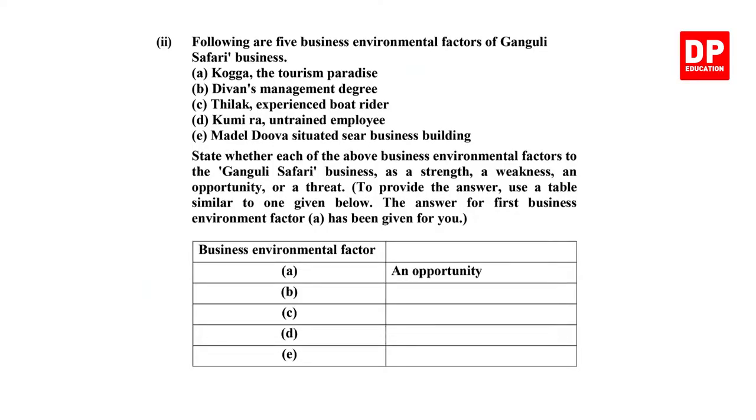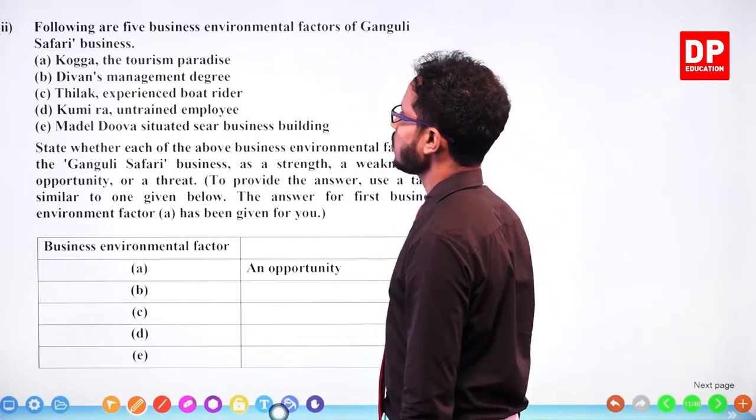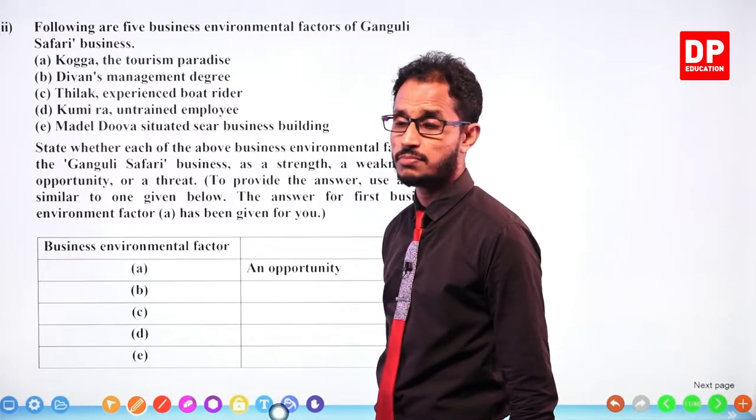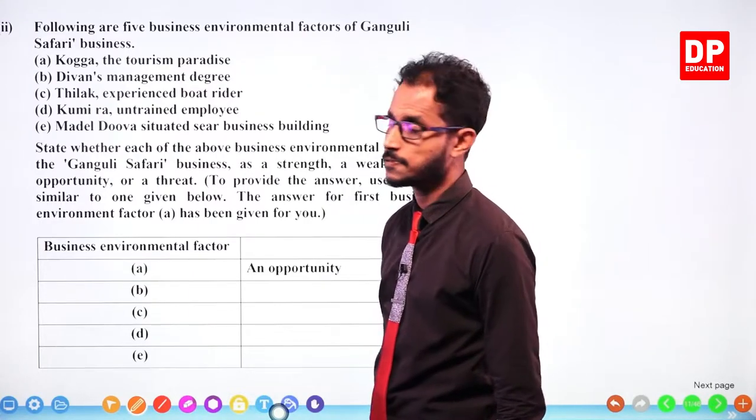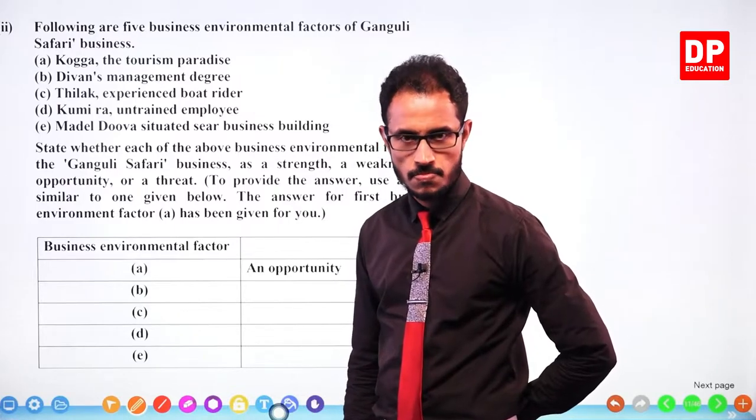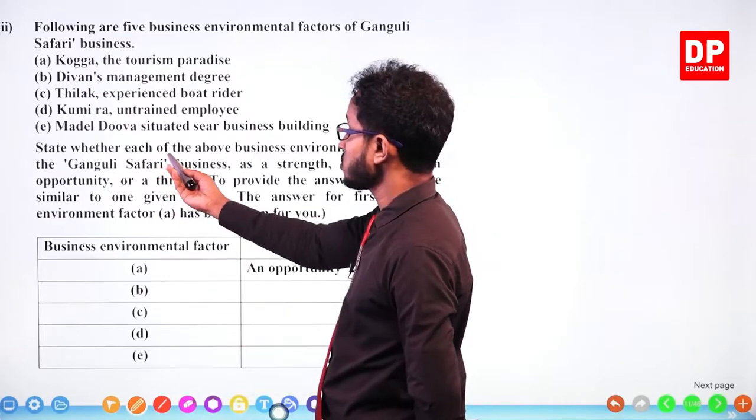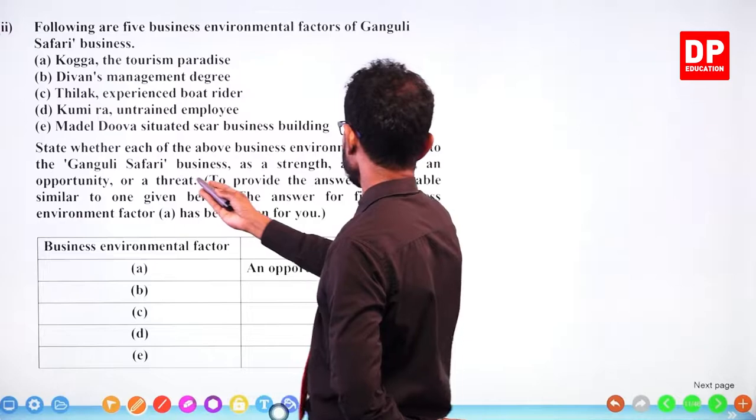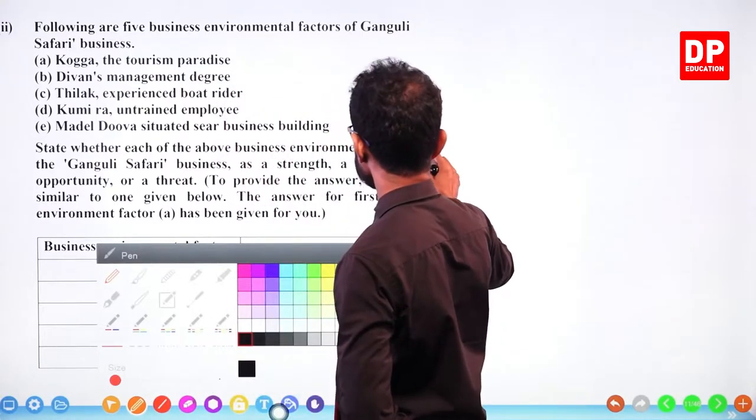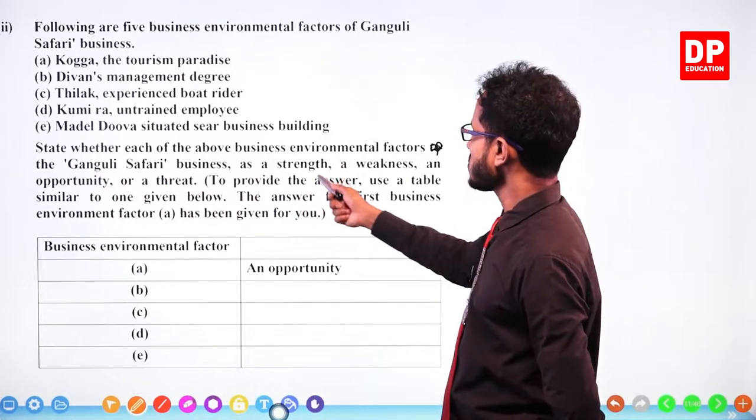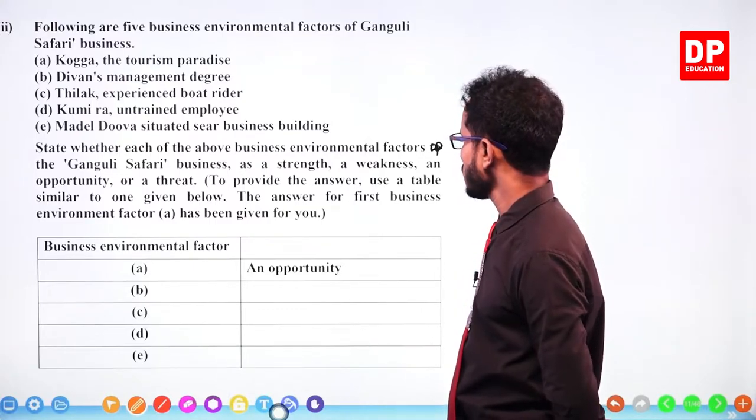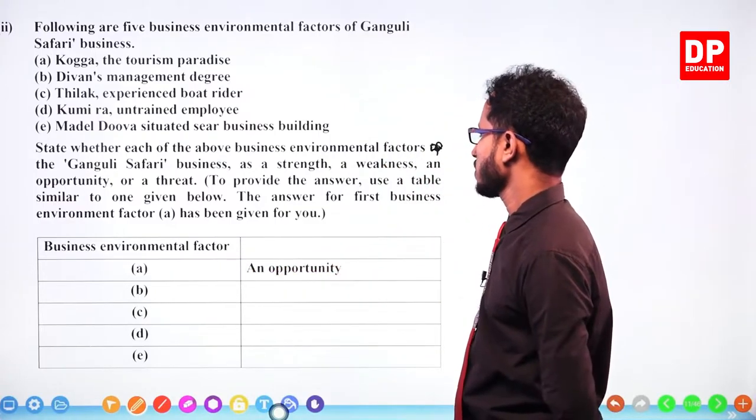Right. Second question. Following are five business environmental factors of Ganguly Safari business. It's not Ganguly Transport Services, it's Ganguly Safari. That's why the need satisfied is entertainment. They are asking, state whether each of the above environmental factors of Ganguly Safari business is a strength, a weakness, an opportunity or a threat. To provide the answer, use a table similar to the one given below. The answer for the first business environmental factor has been given for you.